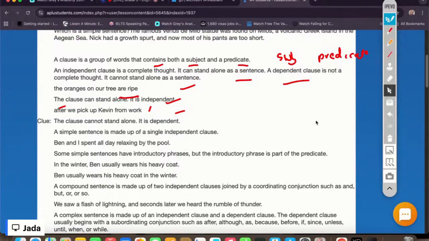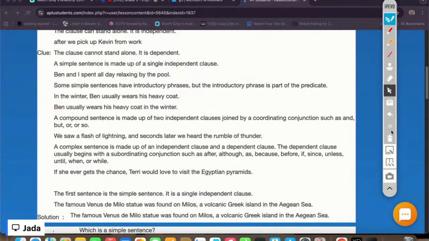All right, next up we have the simple sentence. What is a simple sentence? A simple sentence is made up of a single independent clause. Remember that the independent clause can stand alone. "Ben and I spent all day relaxing by the pool." This is a simple sentence. Some simple sentences have introductory phrases, but the introductory phrase is part of the predicate. So we have "In the winter, Ben usually wears his heavy coat," or "Ben usually wears his heavy coat in the winter." So that's it for the simple sentence.